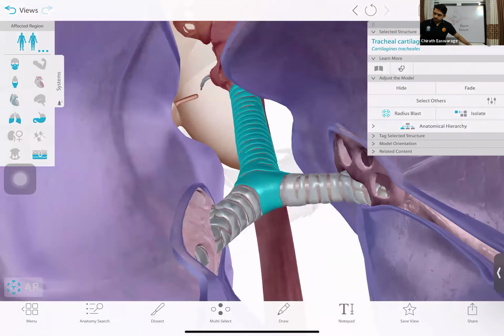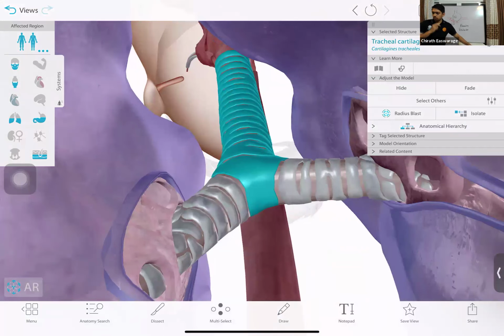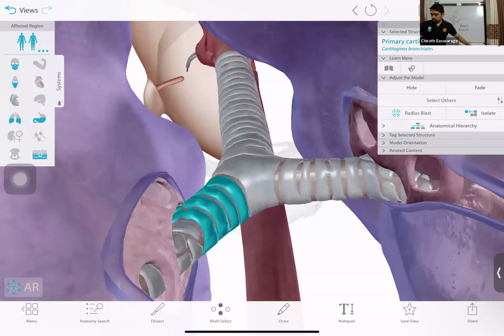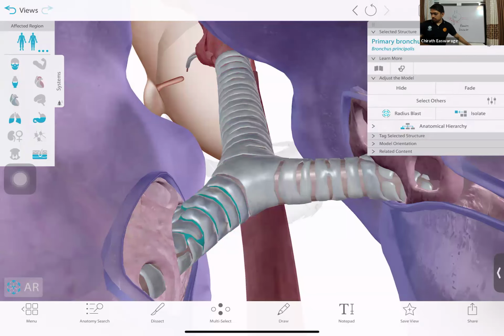Inside the chest, the trachea is going to divide into two main branches because we have two lungs. This is called the right bronchus. This goes to the right lung. This is called the left bronchus. It goes to the left lung.